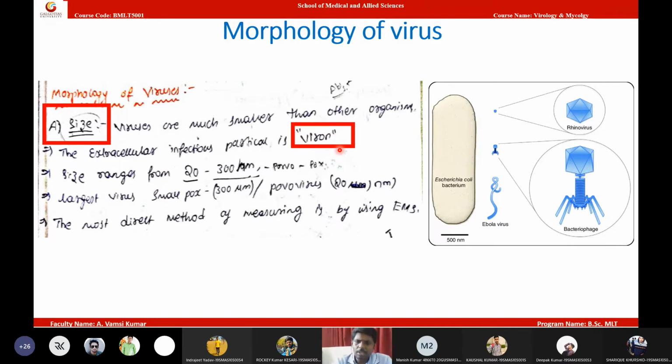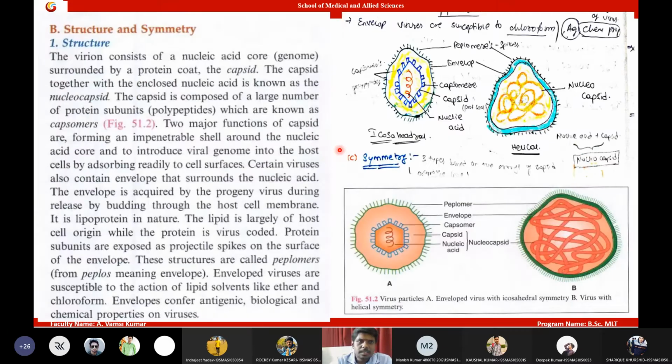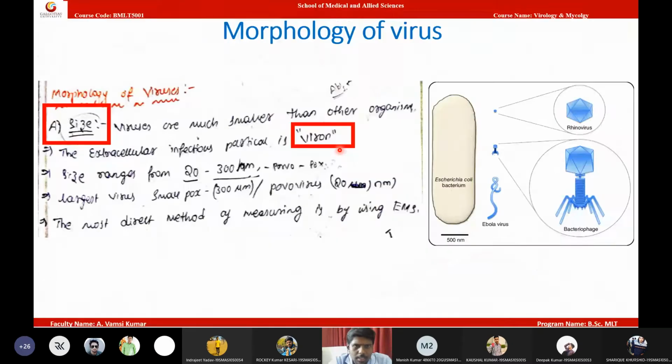Then the second part will be the structure and symmetry of the virus. Next I will discuss the structure and symmetry of the virus. Viruses come in two types of structures. First I will show you the structure of a virus. See here, I will draw a picture directly.